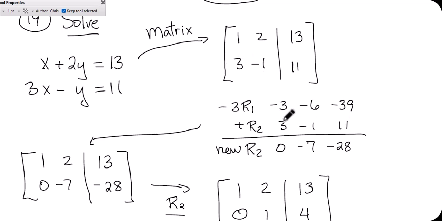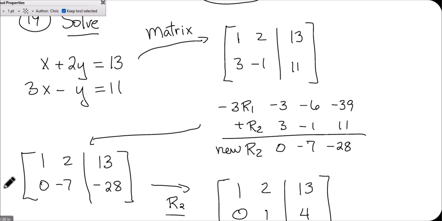So minus 3, add 3, 0. Minus 6, minus 1, minus 7. Minus 39 plus 11, a minus 28. And so that is my new row 2. Only row 2 is the new one.